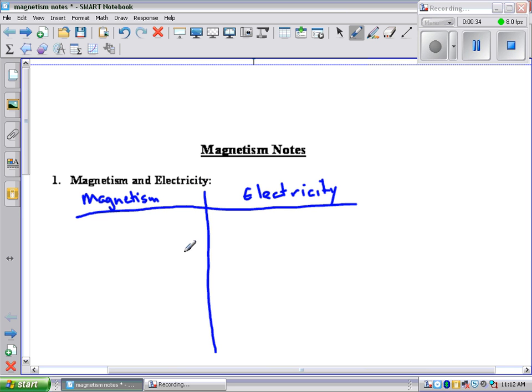Okay, and one thing we'll notice about magnetism is all magnets have two poles. They have a north and a south pole. In electricity, we don't have poles, but we have charges, and there are also two types of charges. We have a positive and a negative.